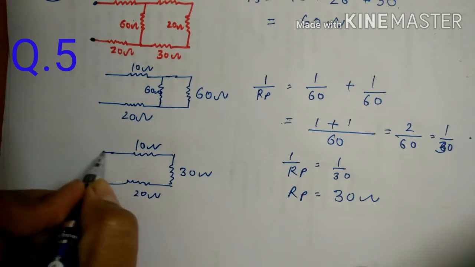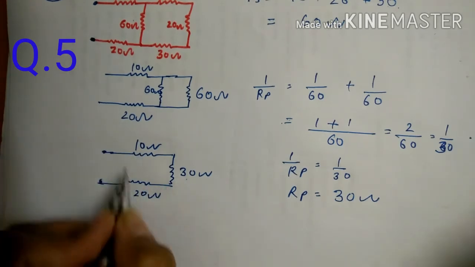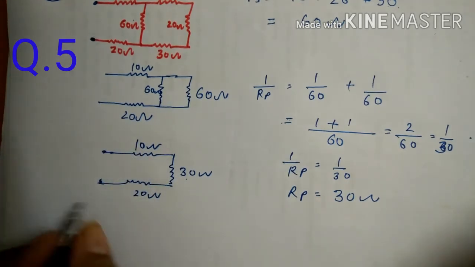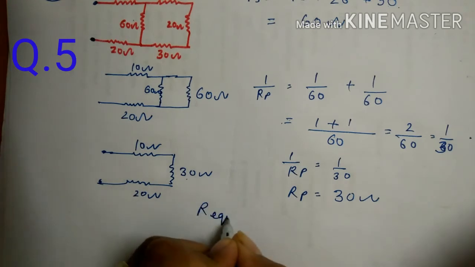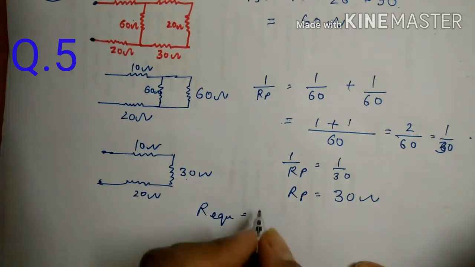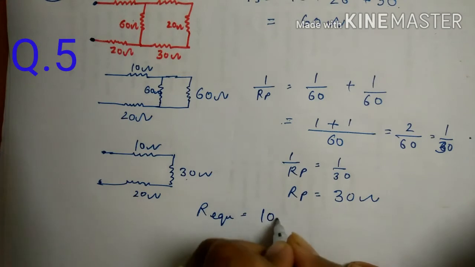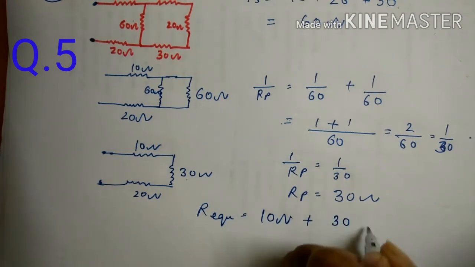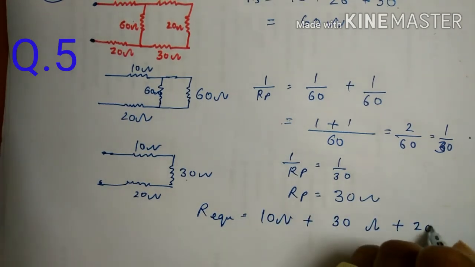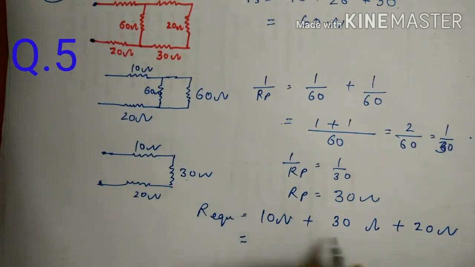Now we can see these three resistors are in series. So simply we can write here the total equivalent resistance of this circuit: 10 ohm, 30 ohm, 20 ohm, that is 60 ohm. That's the answer.